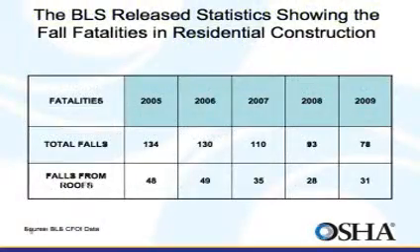Here's what the residential falls fatality picture looked like during that same period. Residential falls accounted for roughly 29% of all construction fall fatalities, and falls from roofs accounted for nearly 35% of those.